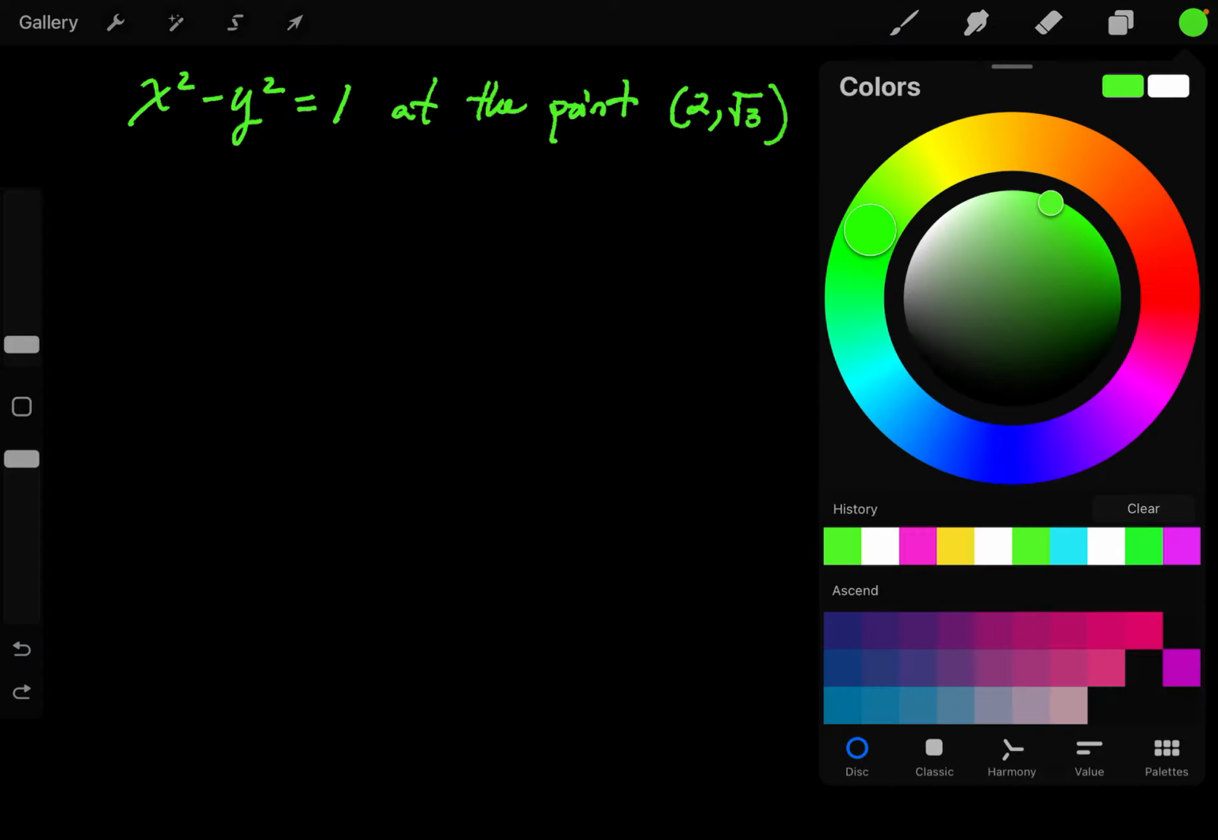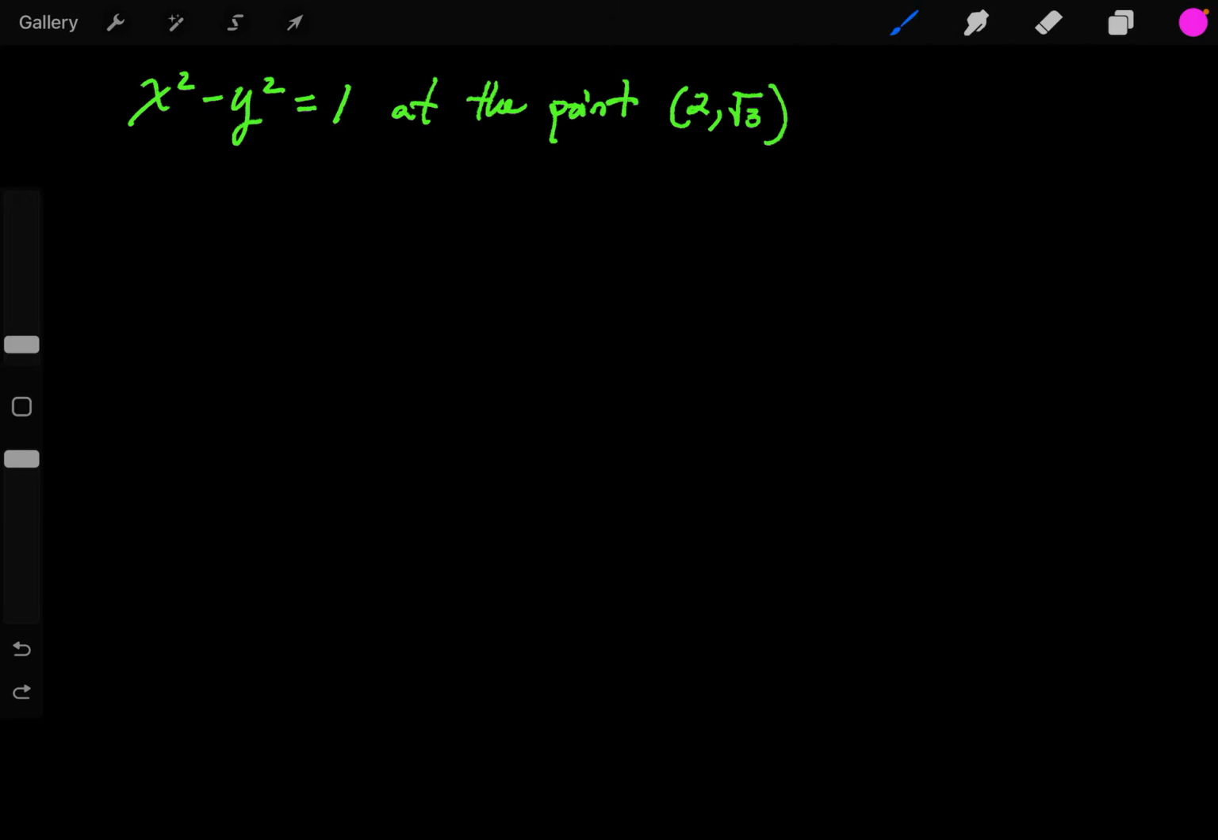Okay, now we implicitly differentiate to get the equation of the tangent line. That's what this question's asking. Read it. Oh, it just says find the slope. So we don't even need to find the equation, which makes it one less step. Find the slope of the tangent line to this curve at this point.